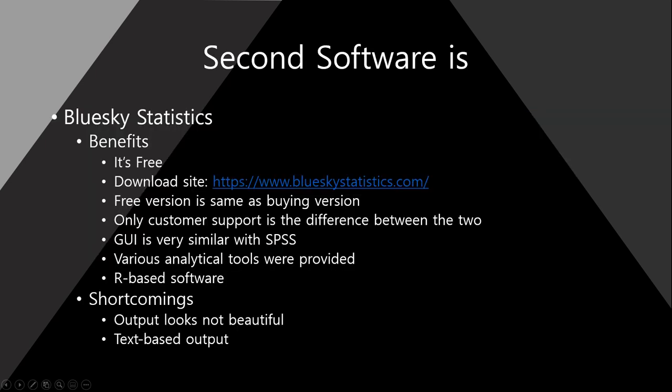Okay. And the second software is Blue Sky Statistics. This is also free, and you can download Blue Sky from bluesky-statistics.com. The free version is the same as the paid version, but I think there is no other different facet between the two versions. Anyway, the only different point is customer support. Okay, and the graphical user interface of Blue Sky is very similar to SPSS, and I think this is more well developed for data science.